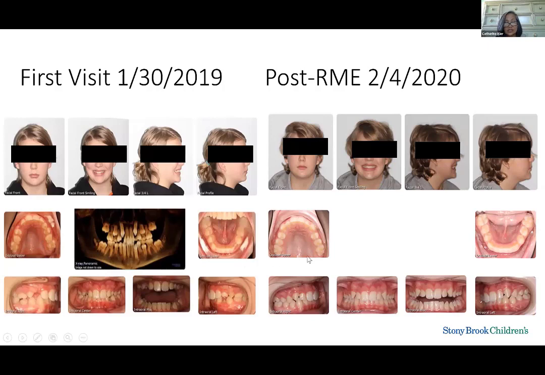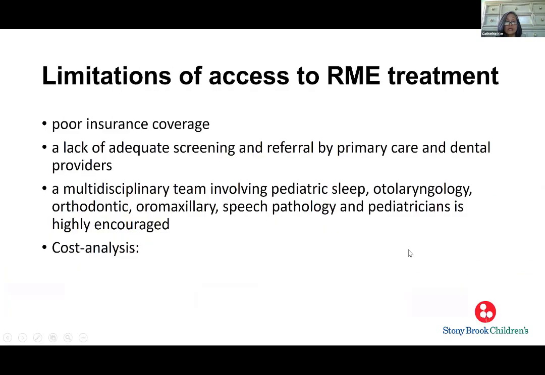And it's not just widening that space. As I mentioned, it decreases your airway resistance and prevents mouth breathing because of the proper positioning of your tongue. As I mentioned, limitation of access to RME is because of poor insurance coverage, a lack of adequate screening, and even referral. That's why that multidisciplinary collaborative approach is very important.